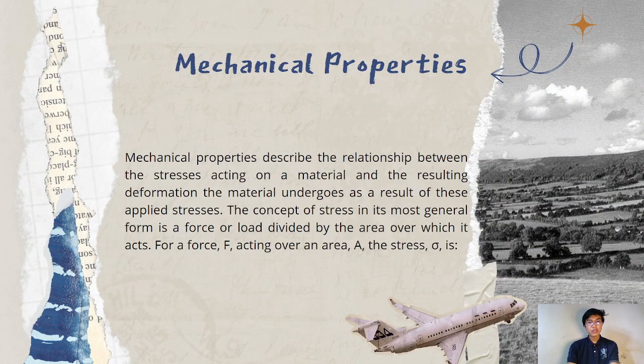Mechanical properties describe the relationship between the stress acting on a material and the resulting deformation the material undergoes as a result of this applied stress. The concept of stress, in its most general form, is a force or load divided by the area over which it acts. For a force F acting over an area A, the stress sigma is F divided by A.